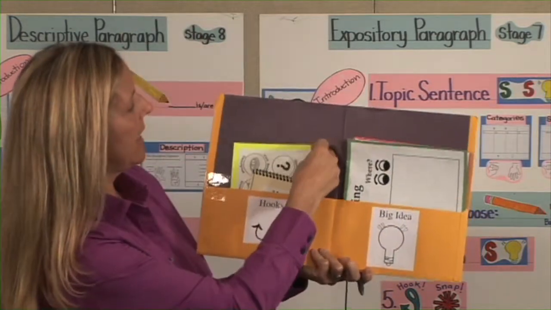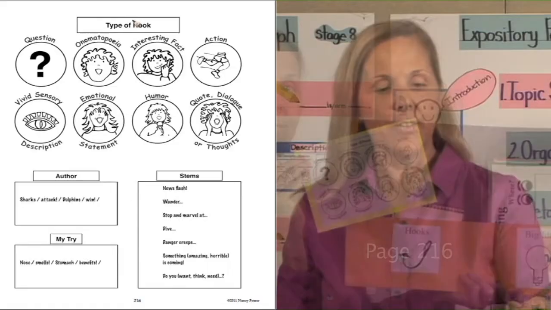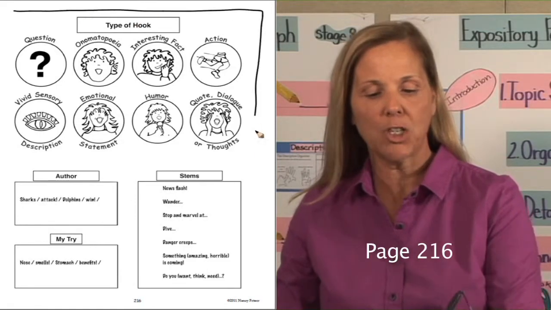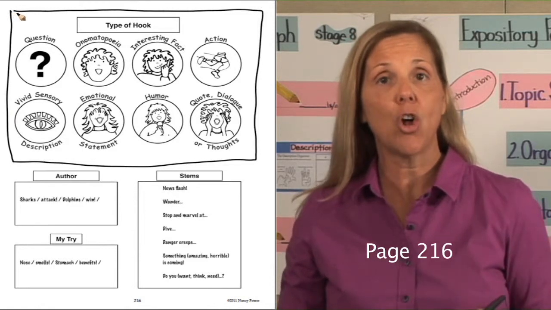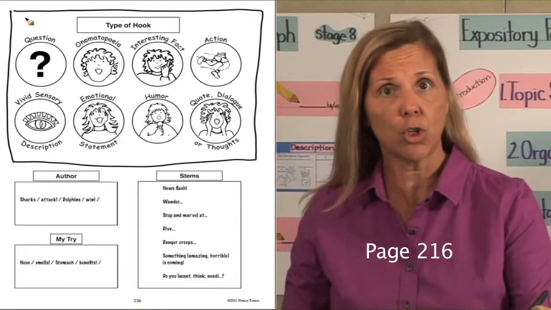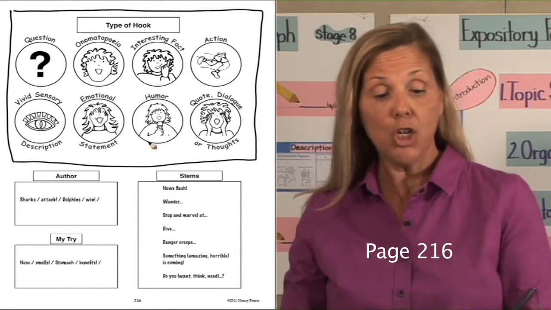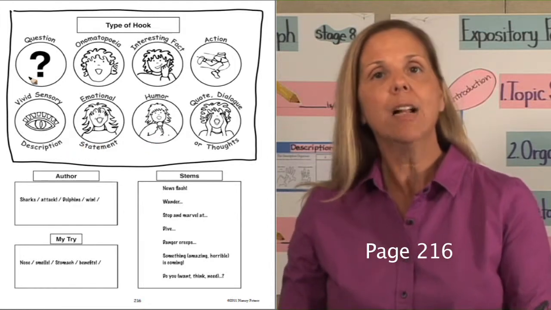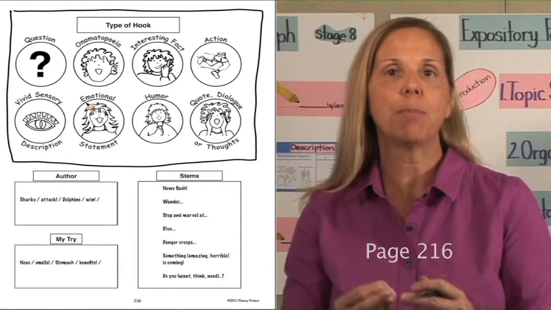What I've done there is I've mounted that tool on a chart. This chart has been taken from the top of this black line master on this page and mounted on tag board. And these are just the different types of hooks students could use: questions, onomatopoeia, interesting fact, humor, an emotional statement.